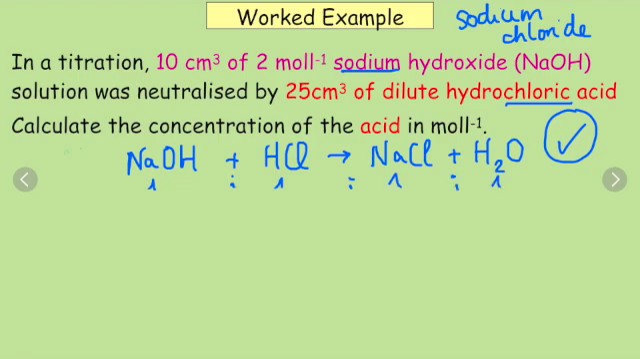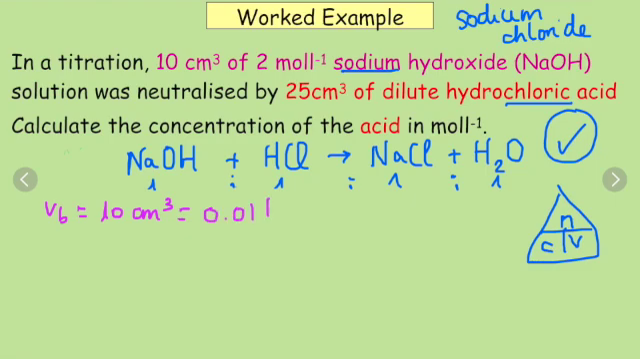The second thing that we're going to do is write our triangle. No carrots or veggies. And the third thing that we're going to do is write everything that we have from the question. We know that the volume of the base is 10 centimeters cubed. So that is 0.01 liters. We also know that the concentration of the base is 2 moles per liter.